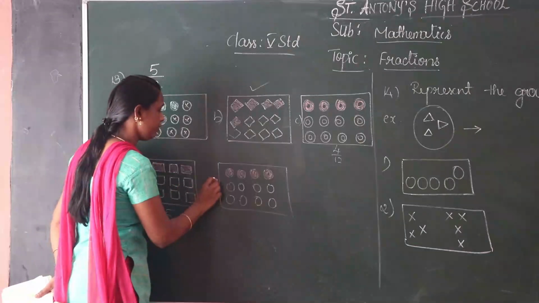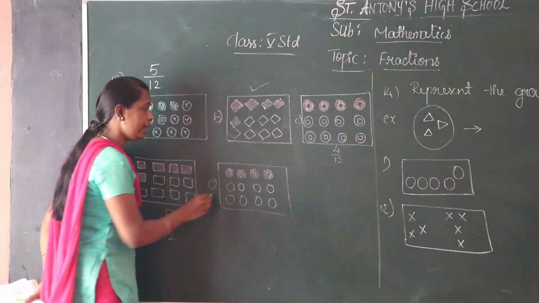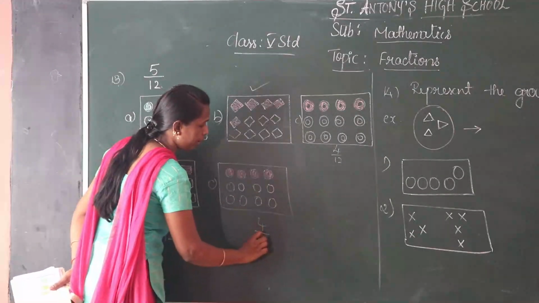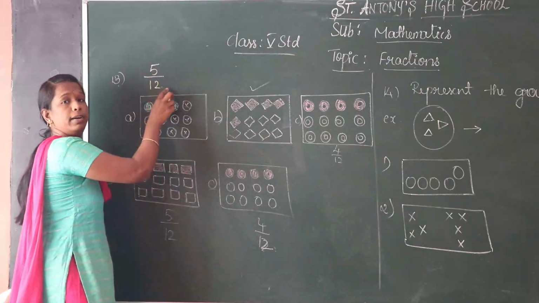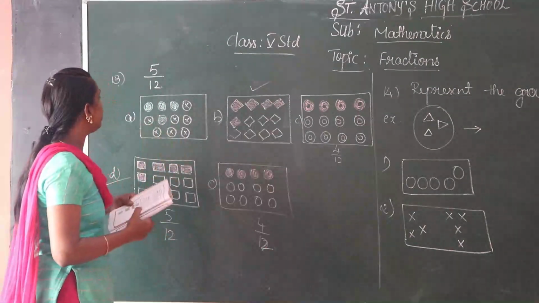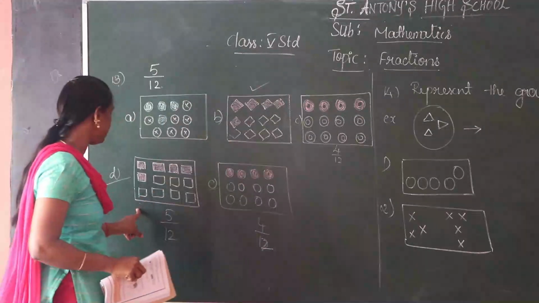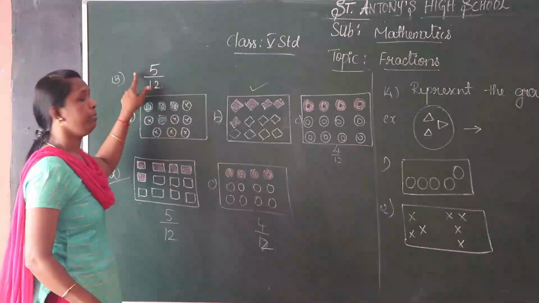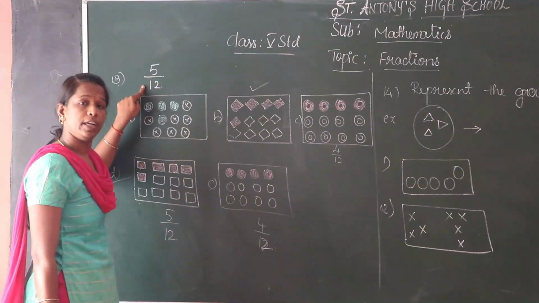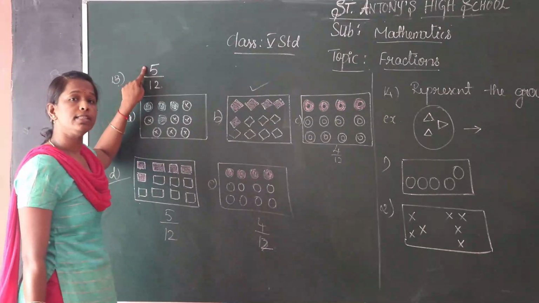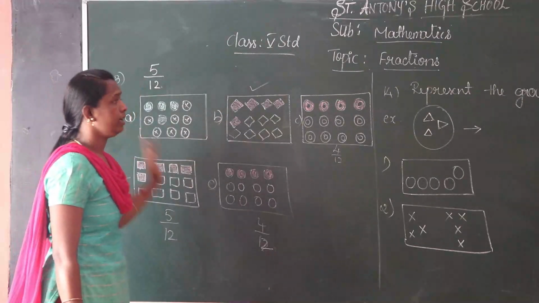Next, figure E. Here the numerator is 4 and the denominator is 12. So 4 by 12 does not represent 5 by 12. So, among these 5 figures, figure B and figure D represent 5 by 12. 5 is the numerator, 12 is the denominator. The shaded part is called the numerator, and the total number of parts is called the denominator.